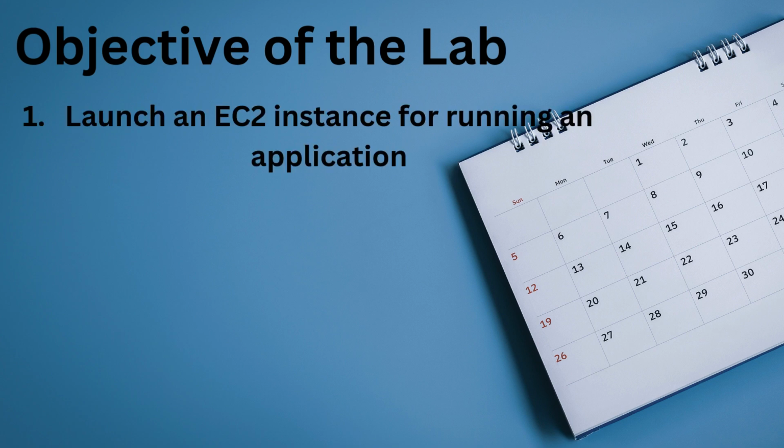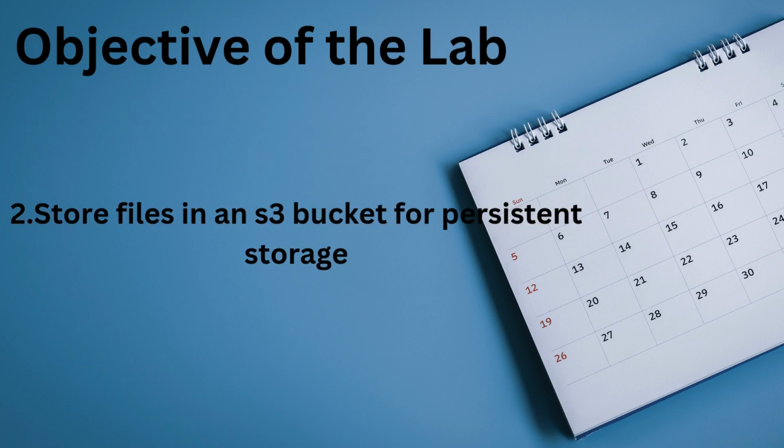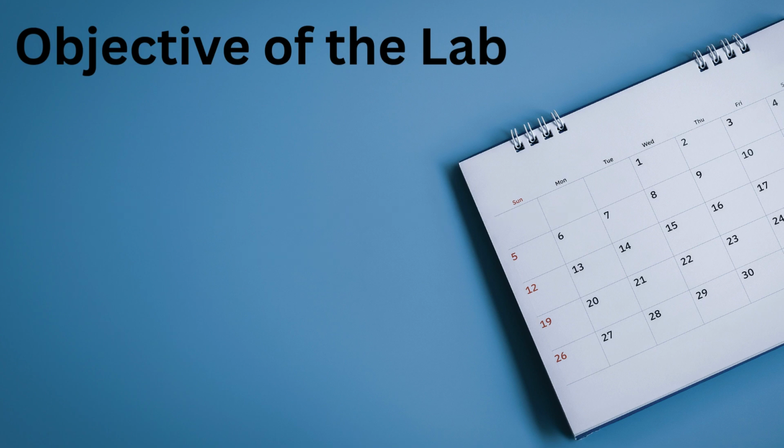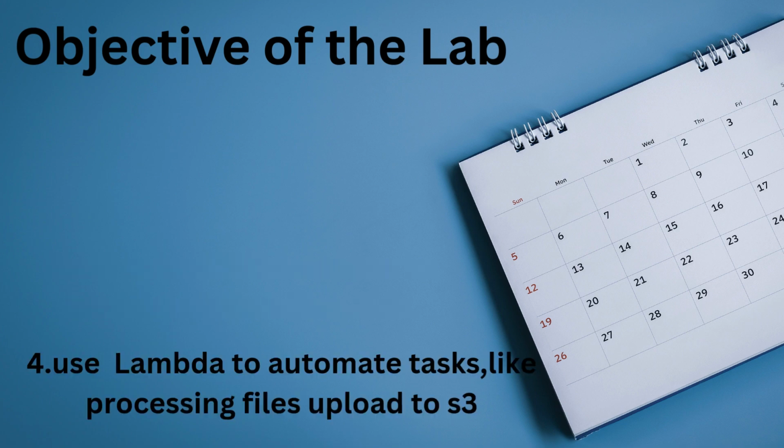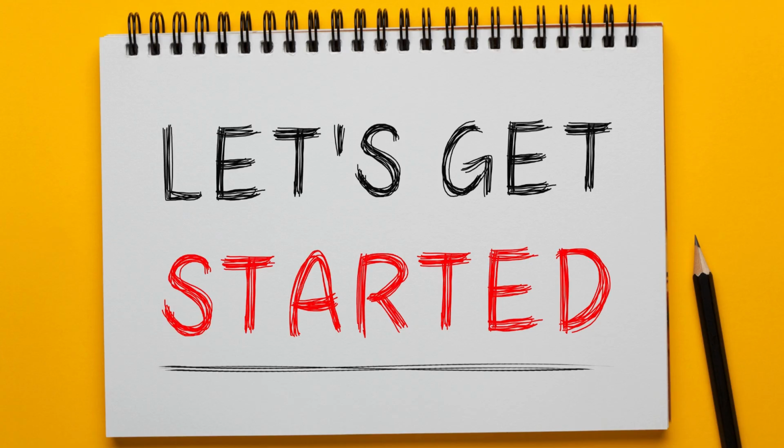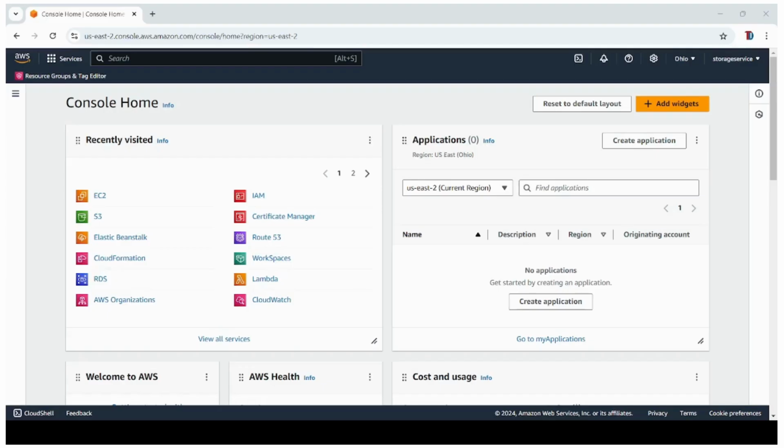So, the objectives of the lab. You will learn how to launch an EC2 instance for running an application. Next, you will store files in an S3 bucket for persistent storage. Next is to set up our RDS database to handle application data. And the last one is to use Lambda to automate tasks like processing files uploaded to S3. So you will have a fully integrated AWS solution.